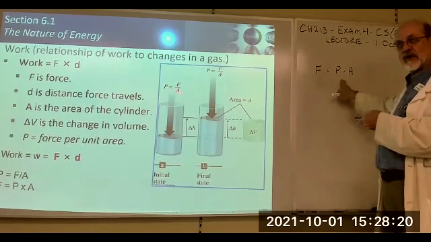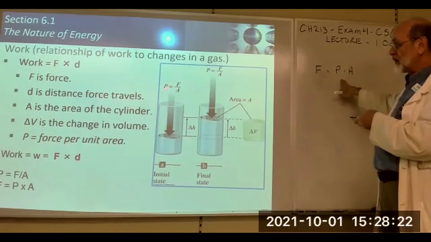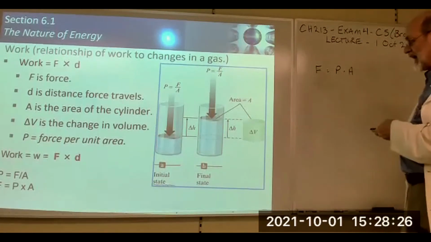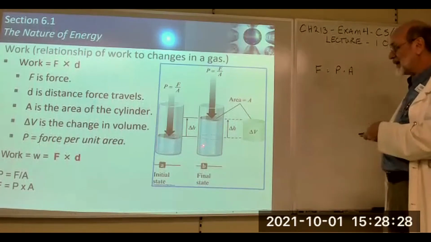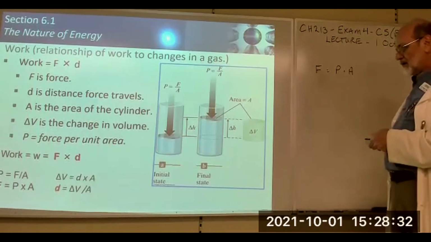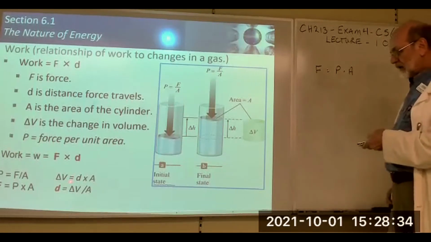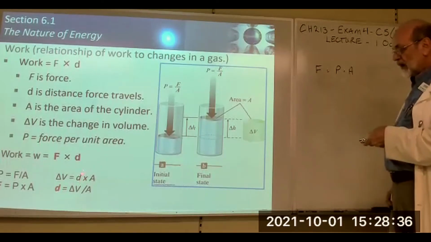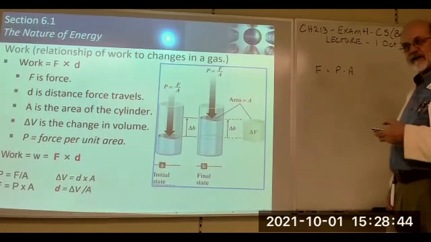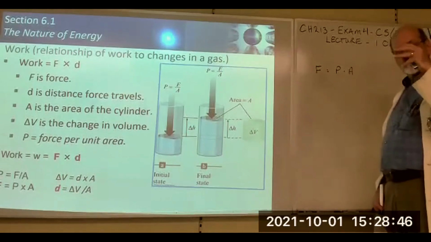Pressure is force per unit area. So the force applied is pressure times the area right here. If the gas is expanding and it moves this distance, delta H, then there's our D. But D in terms of area is a change in volume. So a change in volume has occurred. And what's volume? It's height times area.